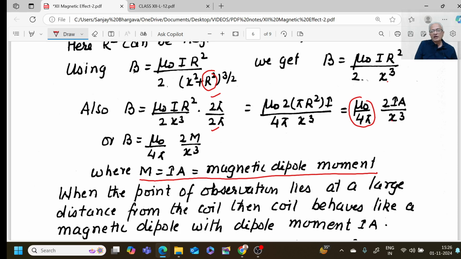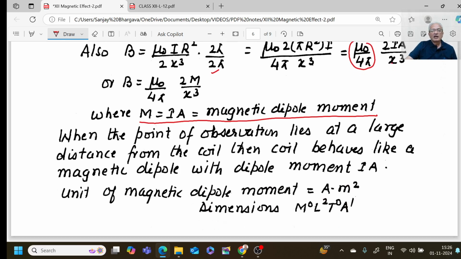So what can we conclude? We can say when the point of observation lies at a large distance from the coil, then the coil behaves like a magnetic dipole with dipole moment I into A. What can be the unit of dipole moment? Ampere meter square. And what can be the dimension? M^0 L^2 T^0 A^1.